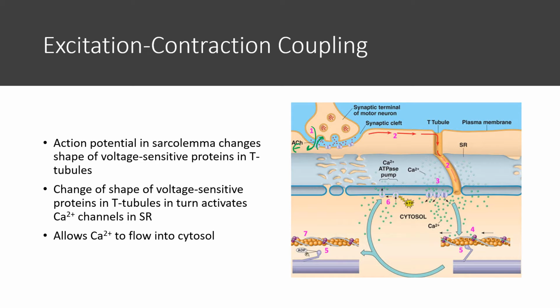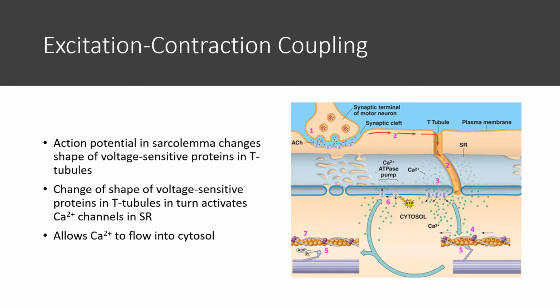Because the cell was doing work to keep the inside, relatively speaking, more negative than the outside, bringing a bunch of positive stuff to the inside is going to make the inside less negative. Therefore, the polarization, the gradient of positives versus negatives on the outside versus the inside of the cell, is less steep than it was before. It has depolarized. It's less polarized.